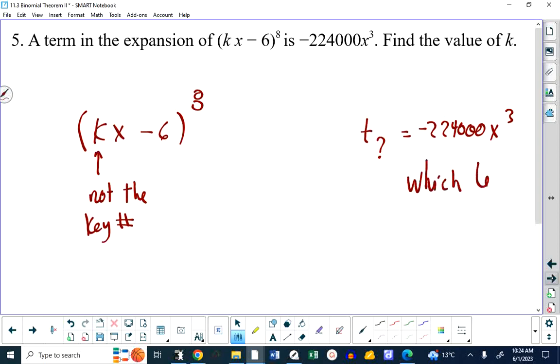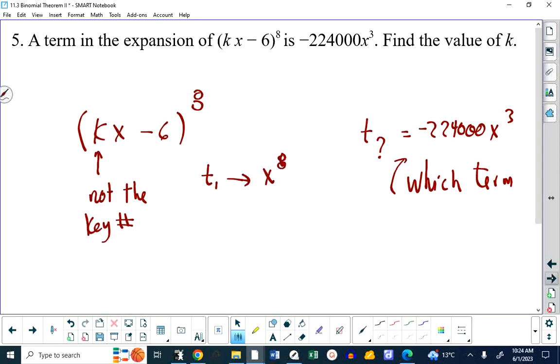which term? Which term is this? Is this the 12th term? Is it the 5th term? Well, it can't be the 12th because n is only 8. And we're going to find out which term it is in the exact same way we did in the previous two examples. But I'm going to do this an even quicker way, and the reason why is this is kx minus 6, so we don't really need to think too much about this.